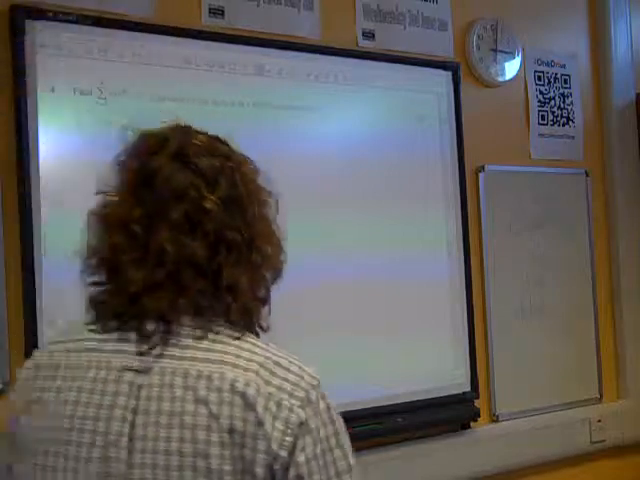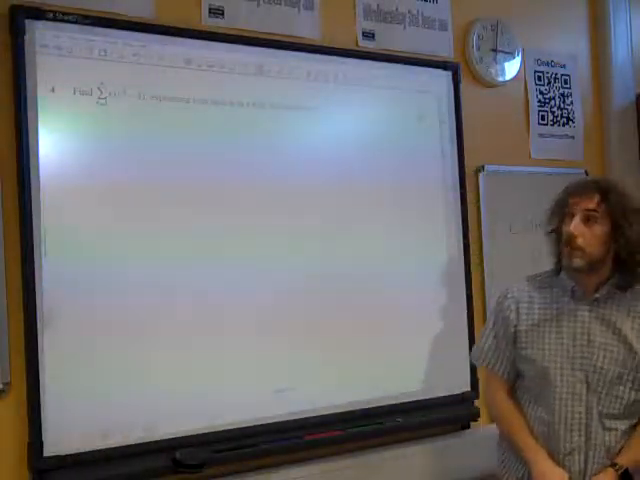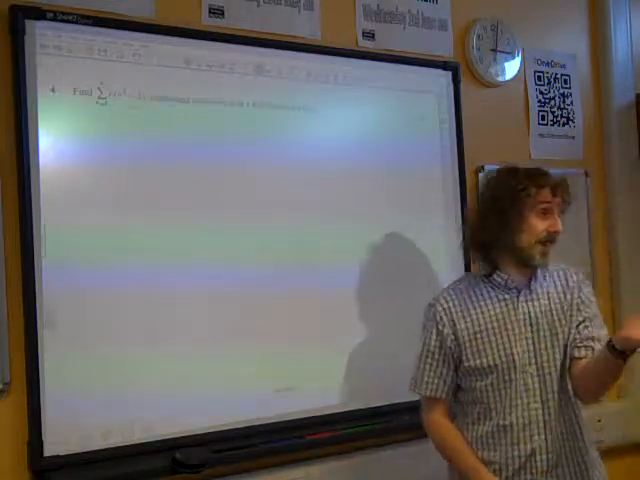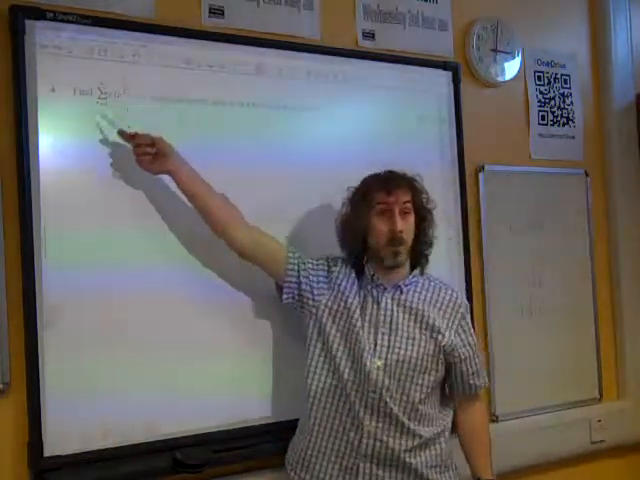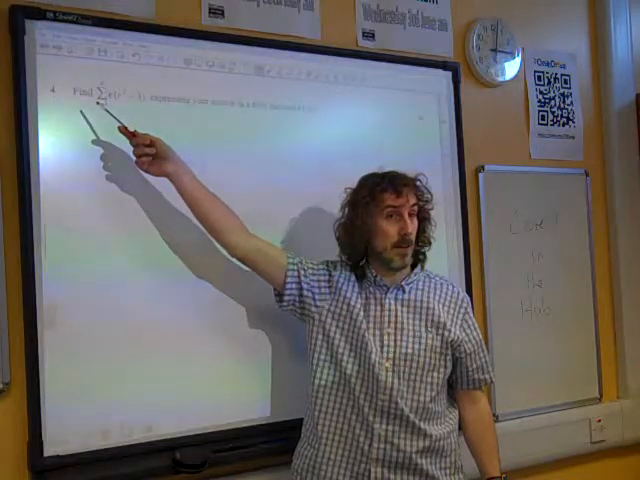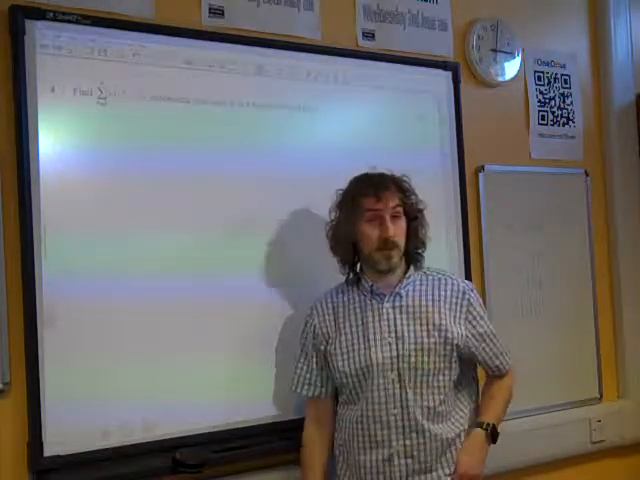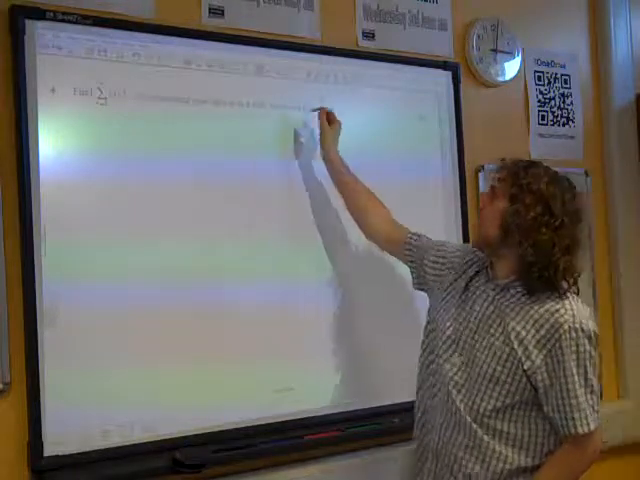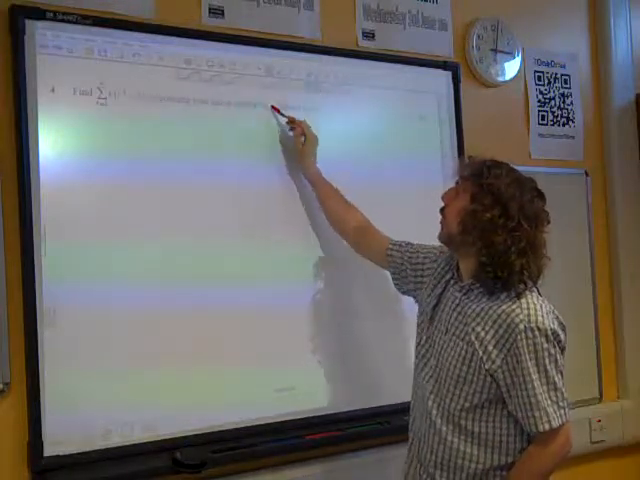There we are. Right. Question 4, the series question. Find the sum as r goes from 1 to n. So that's the first thing to check, isn't it? Is it just a standard one with 1 and n there? Because you've got to be a bit careful in case they throw in a 2n or a different start point. Expressing your answer in a fully factorised form.